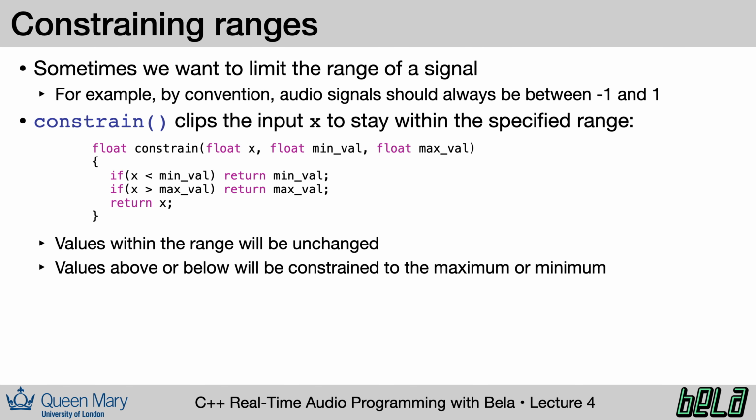There's another common function that you'll often see in working with the ranges of parameters, and that is called constrain. What constrain does is pretty simple. It just clips the value of an input x to stay within a specified minimum to maximum range. So any value within that range will be unchanged. If it goes below the minimum, it will just return the minimum. If it goes above the maximum, it will return the maximum. So you'll often see this used in your projects as well.